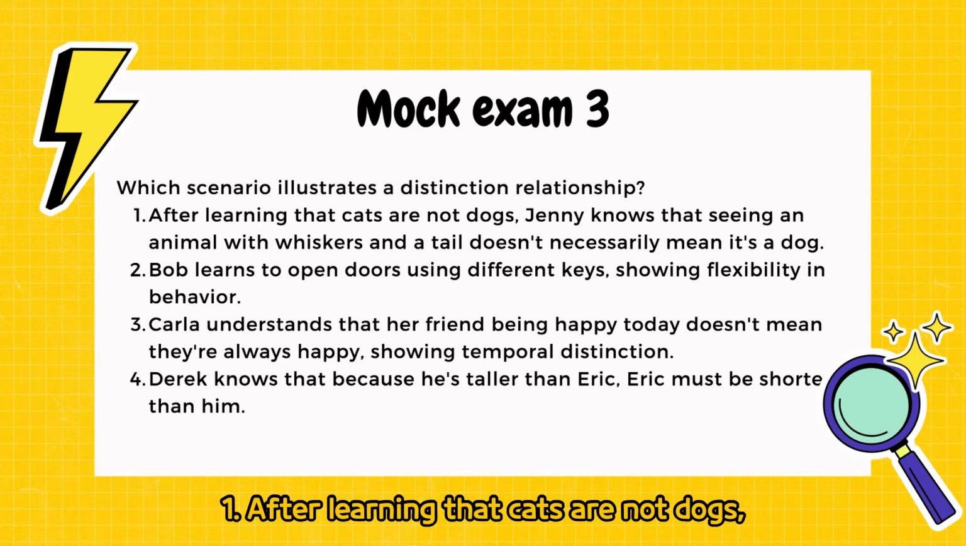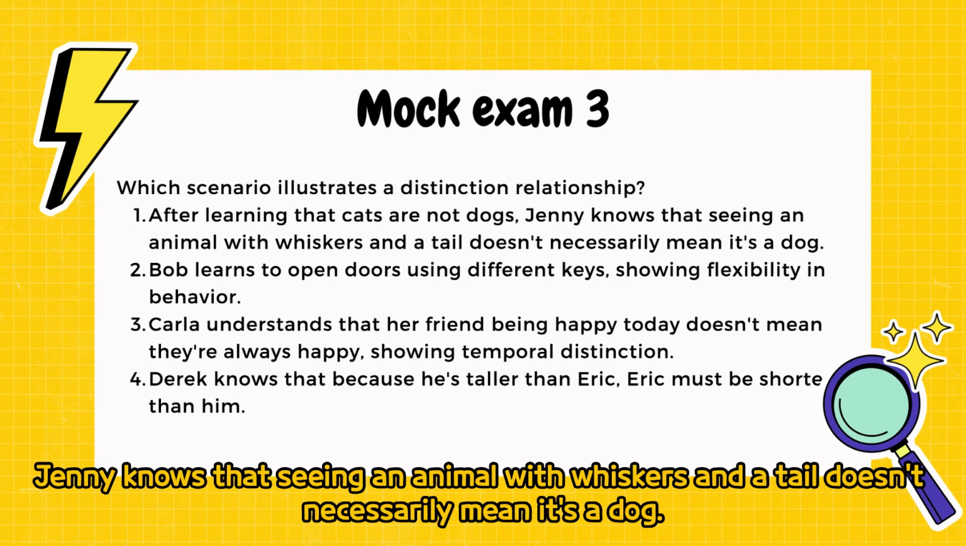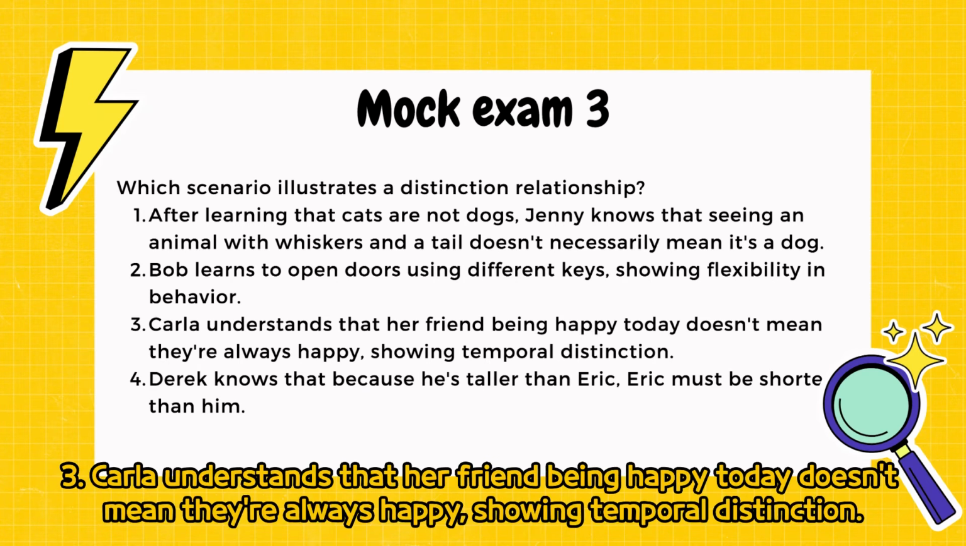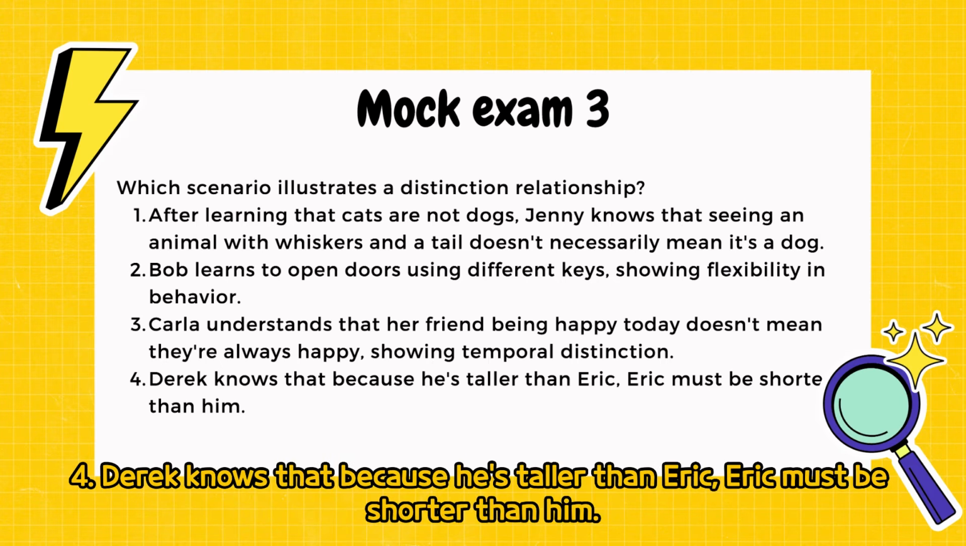1. After learning that cats are not dogs, Jenny knows that seeing an animal with whiskers and a tail doesn't necessarily mean it's a dog. 2. Bob learns to open doors using different keys, showing flexibility in behavior. 3. Carla understands that her friend being happy today doesn't mean they're always happy, showing temporal distinction. 4. Dirk knows that because he's taller than Eric, Eric must be shorter than him.